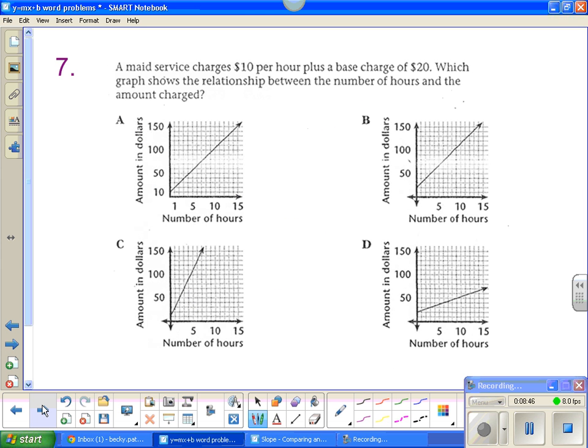A maid service charges $10 per hour plus a base charge of $20. Which graph shows the relationship between the number of hours and the amount charged? So y equals, they charge $10 per hour plus a base, that's a flat rate of 20 bucks. So I need to find one that has a y-intercept of 20 and then goes up 10, right 1.